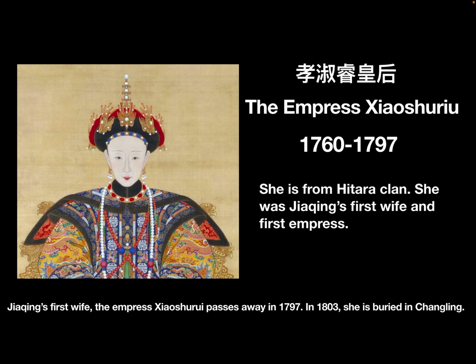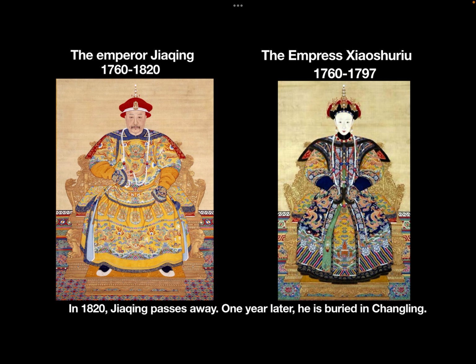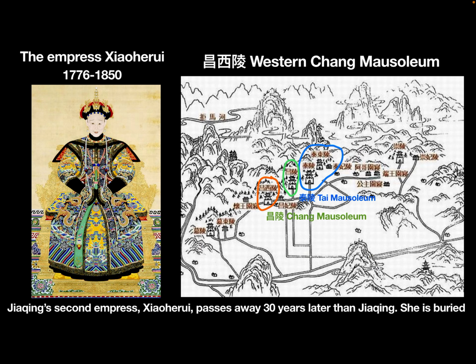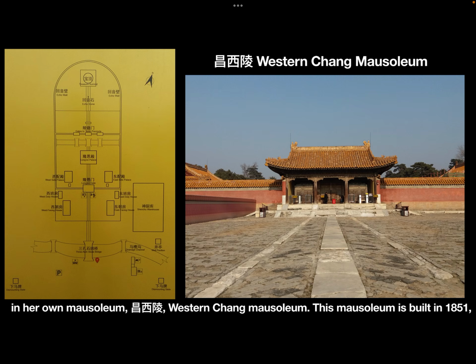Jiaqing's first wife, the Empress Xiao Shurui, passes away in 1797. In 1803, she is buried in Changling. In 1820, Jiaqing passes away. 1 year later, he is buried in Changling. Jiaqing's second empress, Xiao Herui, passes away 30 years later than Jiaqing. She is buried in her own mausoleum, Changxiling, Western Chang Mausoleum.